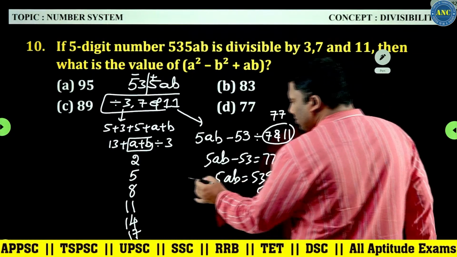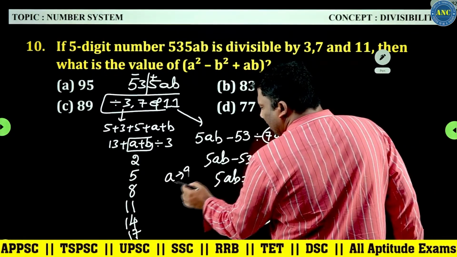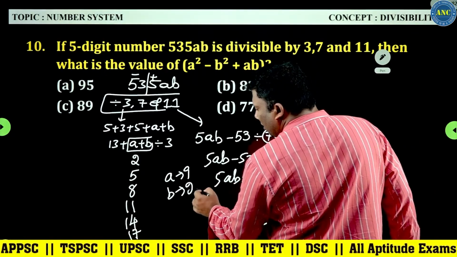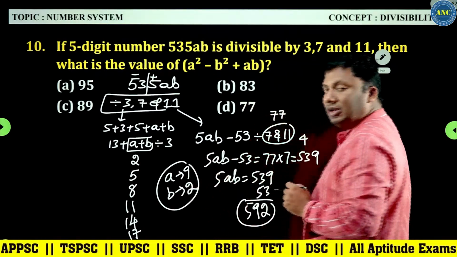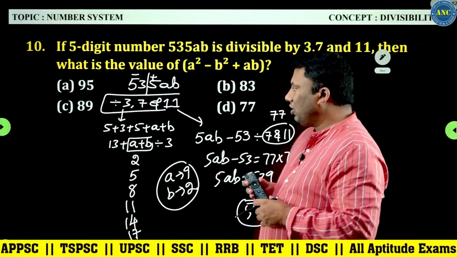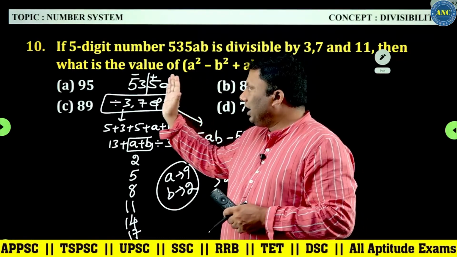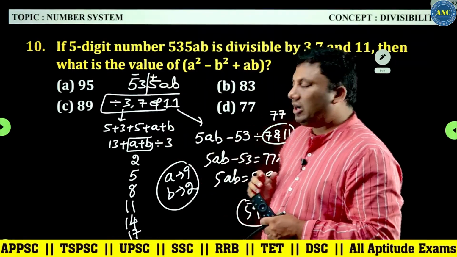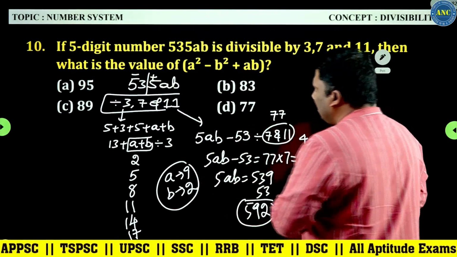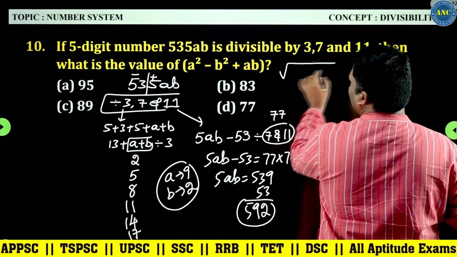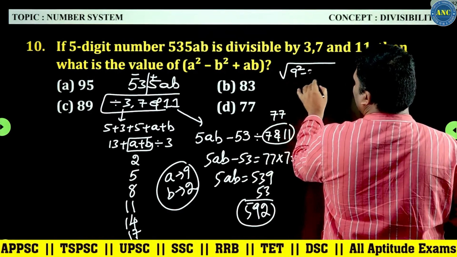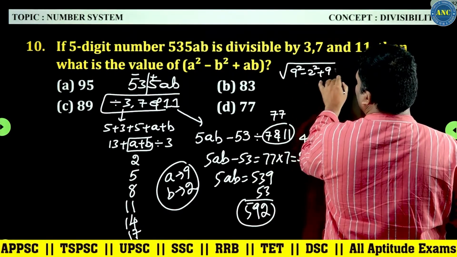592. That means the value of a will become 9, and b will become 2. A value 9, b value 2. The divisibility rule of 7 and 11 is to start from the right-hand side, take a group of 3 digits, and alternately add and subtract. A is 9 and b is 2. So 9 square minus 2 square plus 9 into 2.